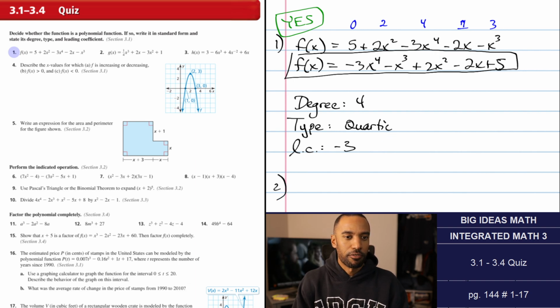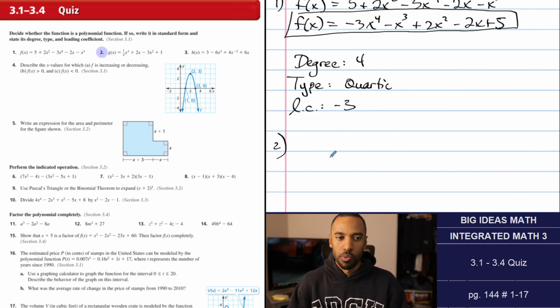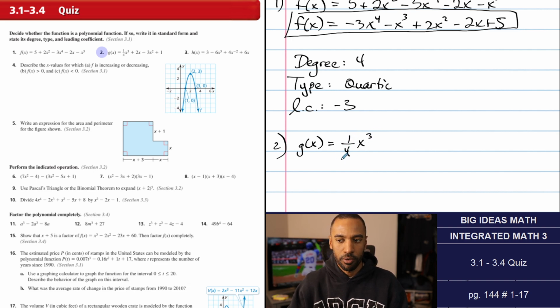G of x equals 1/4 x cubed plus 2x minus 3x squared plus 1. Once more, we are being asked whether or not this is a polynomial. I'd like to go ahead and state this term by term. Is this a monomial? Yes, it is. This has a whole number 3 as an exponent. It's okay that this is 1/4. This can be any number you want, as long as there is a whole number exponent for the variable.